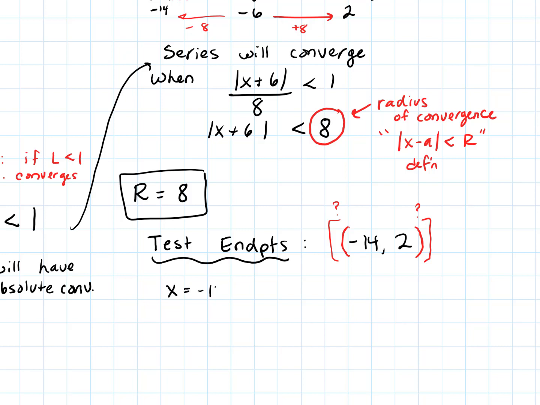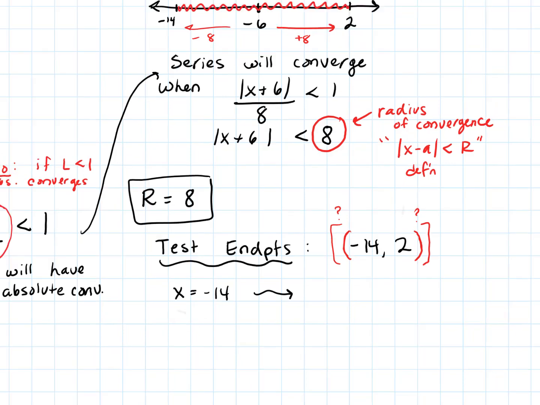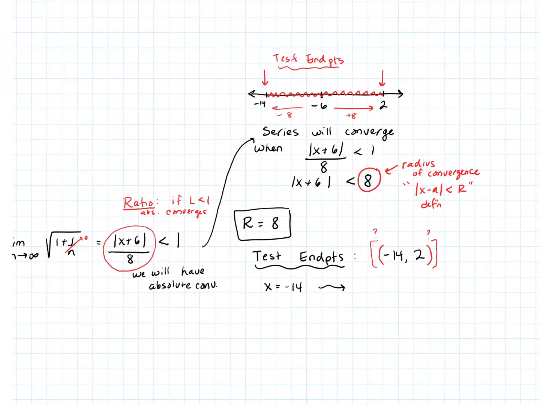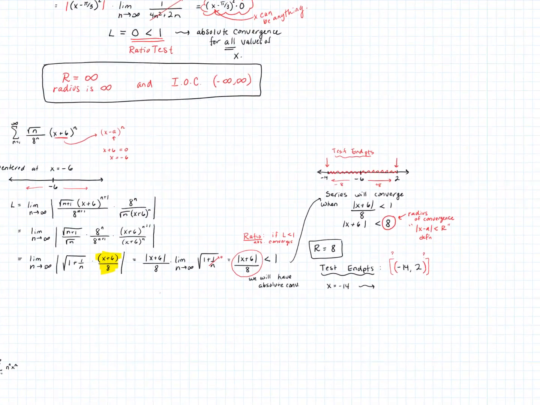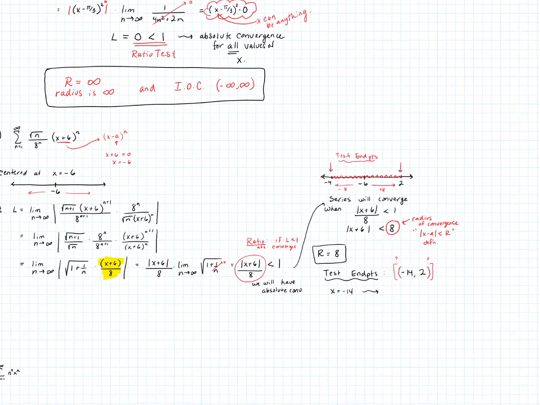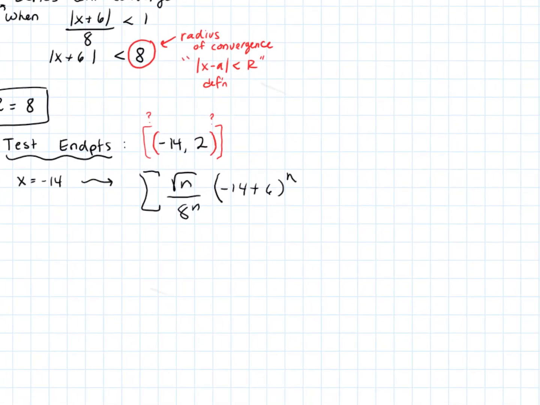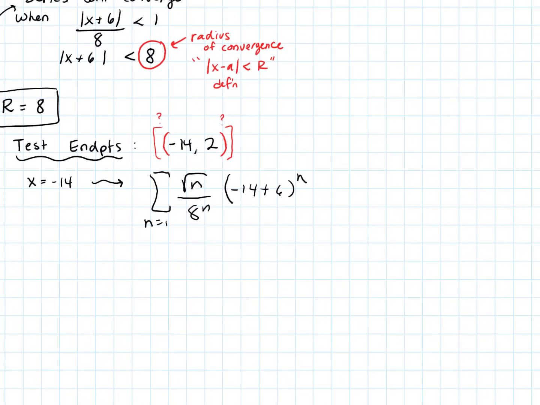So we test -14. If I plug -14 into my series, let's see if I can get my series all on the same page here. So there was my series. My series is from n equals 1 to infinity, square root of n over 8 to the n. So we're going to plug that in to the actual series. This is going to become the series of the square root of n over 8 to the n times (-14 + 6) to the n. And we're going to examine and figure out, does that converge from n equals 1 to infinity?